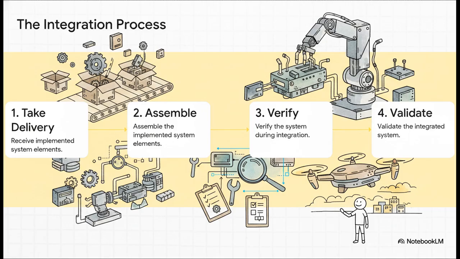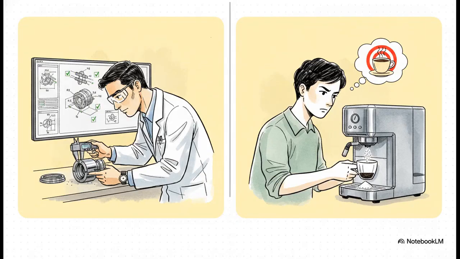Now, steps 3 and 4, verify and validate, they sound similar, but the difference is absolutely crucial. Verification is checking your work against the blueprints. Validation is making sure the thing you built actually solves the problem it was supposed to solve. And here's the best way to remember it.